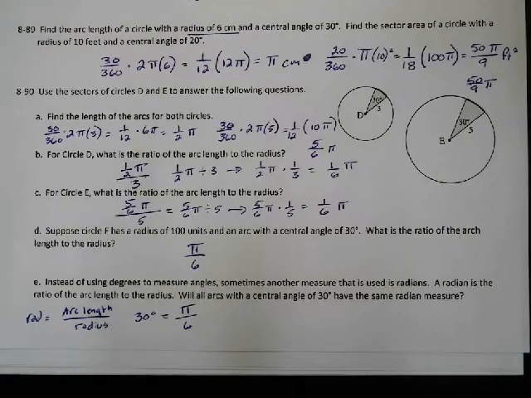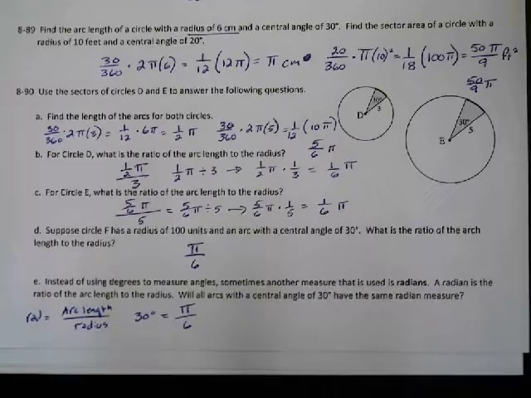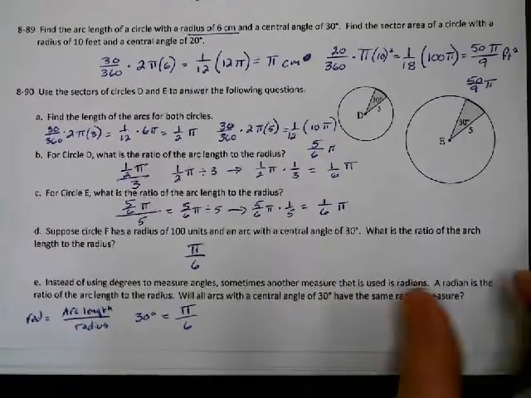So the radians of 30 degrees would be pi over 6. Next page. This is a long one. There you go. Next one.